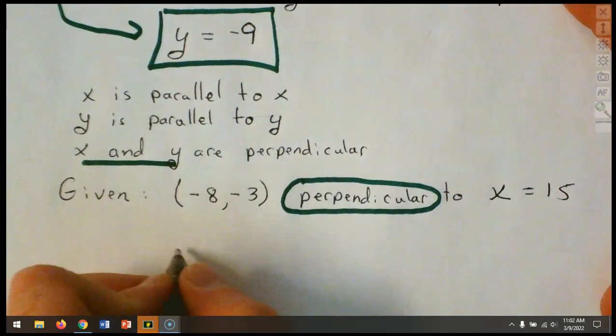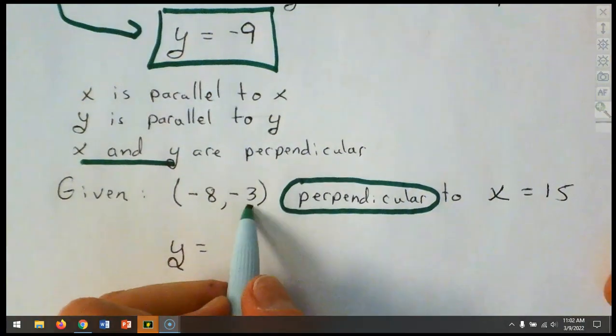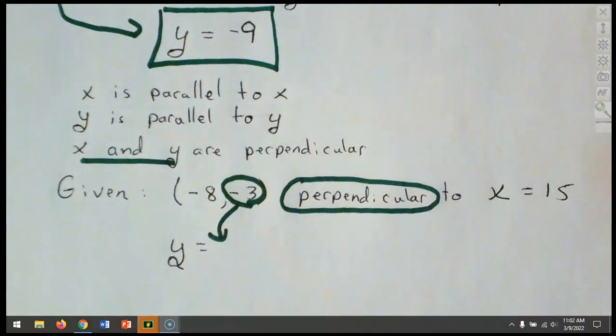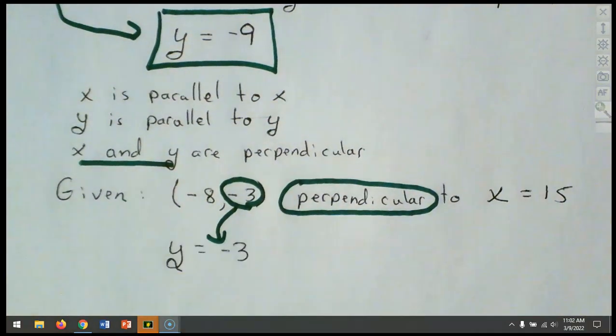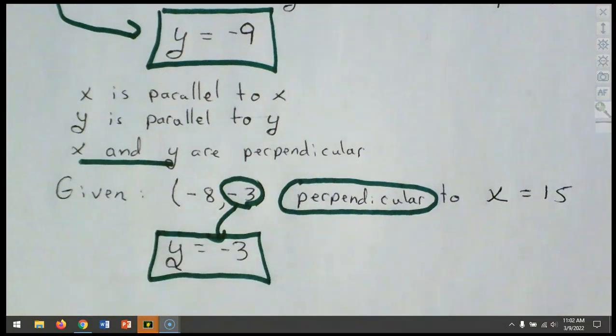So what would my answer be? It would be y equals, and what's the y component of my ordered pair? Y component is -3. So this would simply come out to be y equals -3. That's it. There's only a couple of questions like this in your homework. I know one of them is question 9. But there's another one in here too, I believe. But they're very simple. I want you to understand that x is parallel to x, y is parallel to y, and x and y are perpendicular. So one more of these.